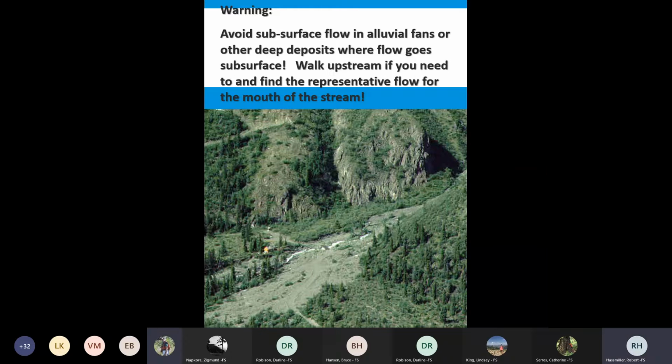Hey, Bob, I wanted to take the opportunity to address that question I had at the end of the stream temperature presentation. Yes, this is a really good illustration to see that an alluvial fan is not a good place to put a temperature recorder. You have hyporheic flow, it's exposed, so you'd want to put that temperature recorder well upstream where you have representative flow and you have some shade. But yeah, thanks for that opportunity.